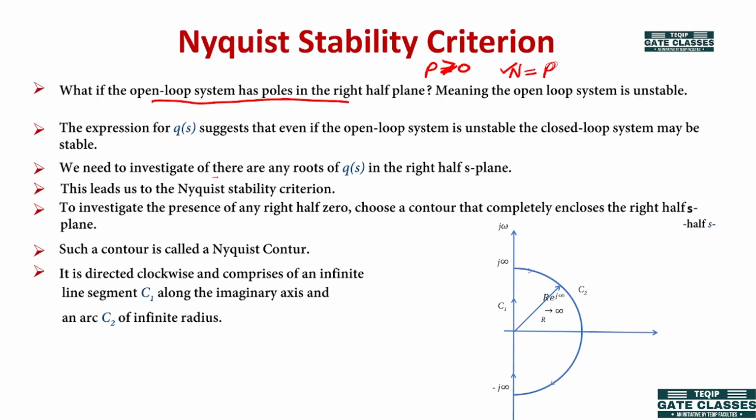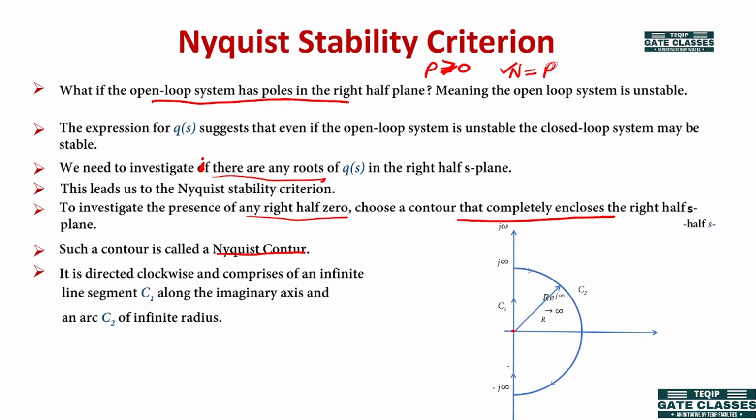Okay, so we need to investigate if there are any roots of Q(s) in the right half of the S plane. This leads to the Nyquist stability criteria. So to investigate the presence of any right half zero of the characteristic equation, we choose a contour that completely encloses the right half of the S plane. Okay, and this is called the Nyquist contour. So here we have shown one contour which has the entire imaginary axis from omega equal to -infinity to omega equal to infinity.